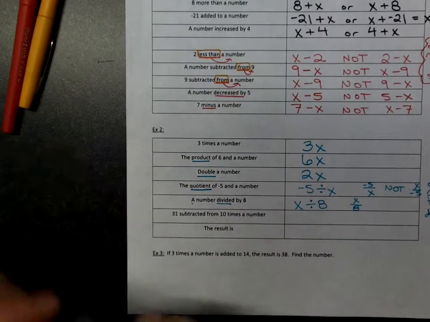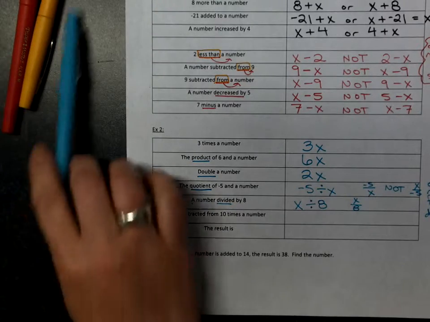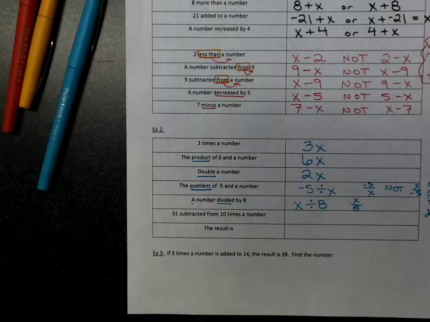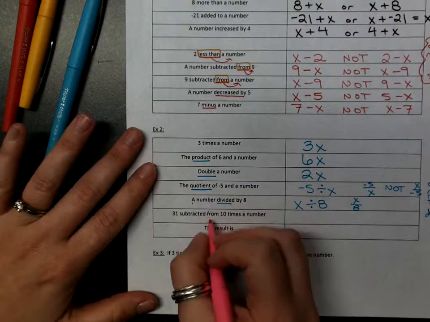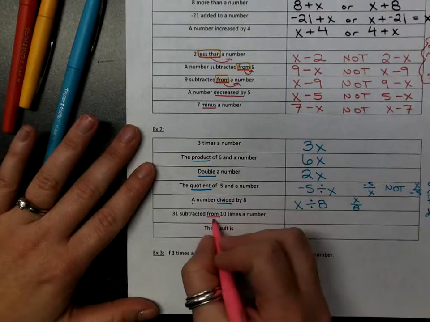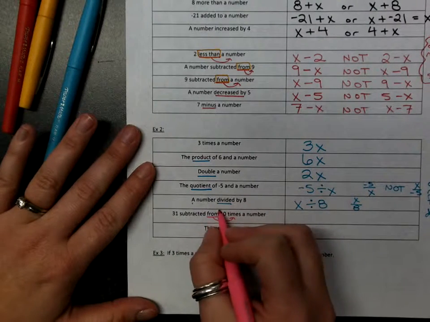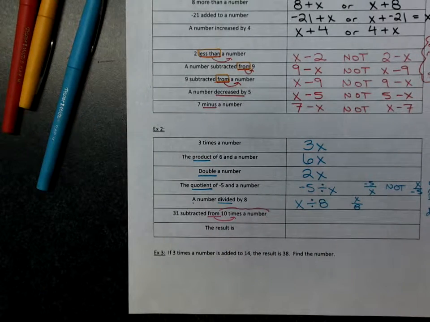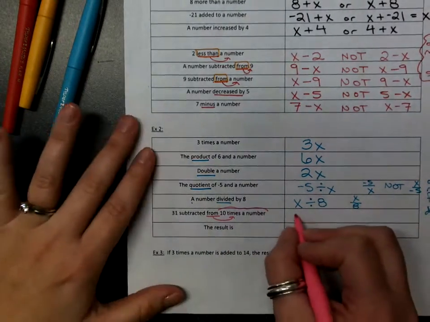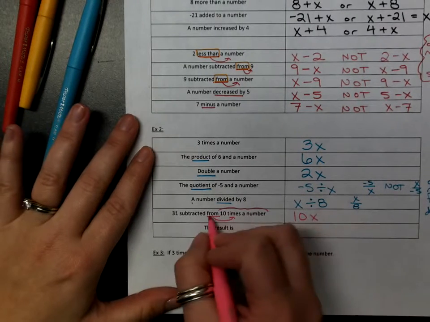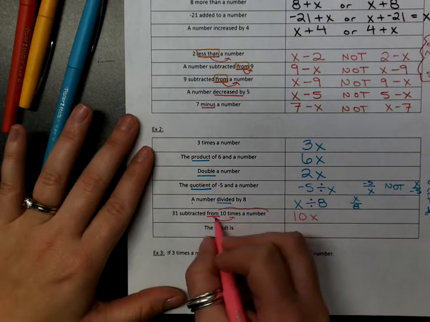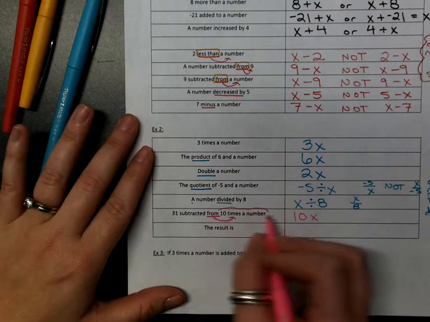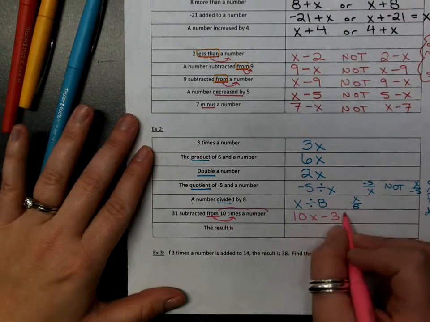This one's a tricky phrase. I'm going to slow down here. 31 subtracted from 10 times a number. So 10 times a number goes together as one thing. 10 times a number. That's 10x. We see the keyword from, which means we put this first. So 10 times a number goes first, and then take away 31.